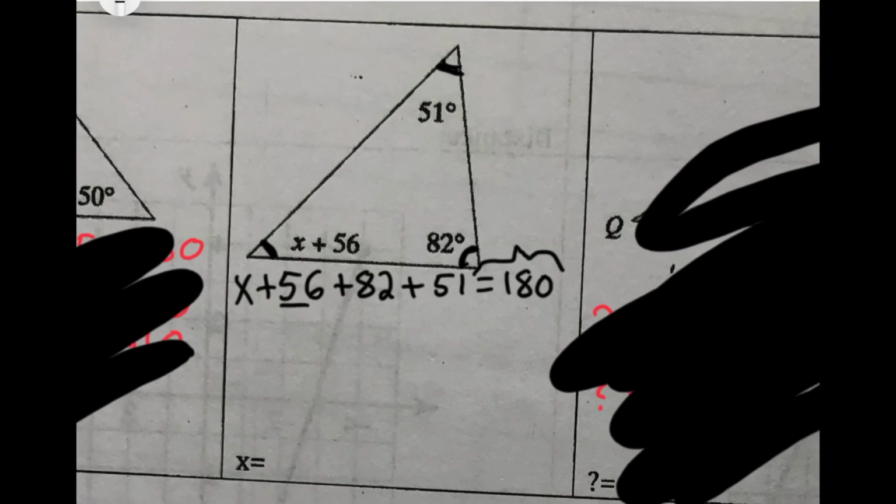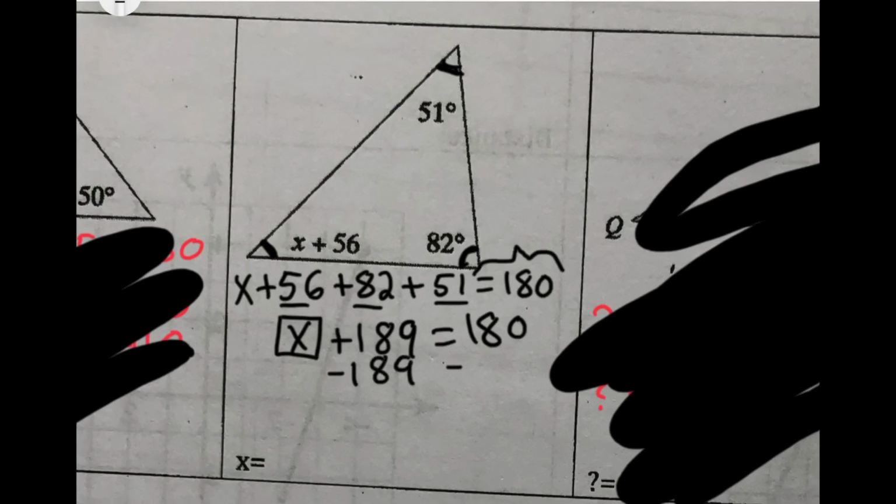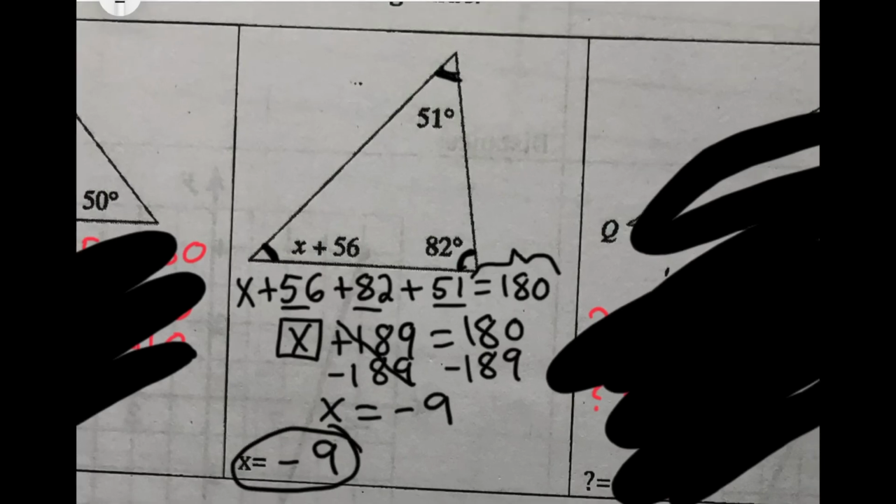So then we're going to combine like terms. Our like terms are 56, 82, and 51 because they do not have an x attached to it by multiplication. So we get x plus 189 equals 180. We're going to get x by itself or solve for x, so we got to move that 189 over by subtraction because it is positive. So that goes to 0, so we can mark it out. X is going to give us -9. So that would be our answer for number 2 in this little section.